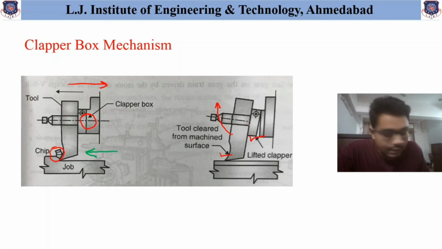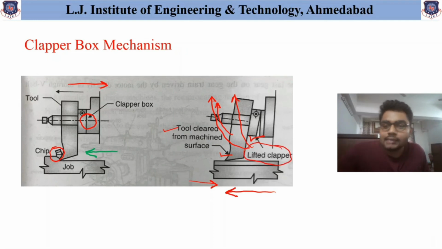As one can see, again I am explaining this. At this particular point, when it moves in the forward stroke, it cuts the material, but when it returns, the clapper box itself rotates in this particular direction, and due to this minor rotation, the tool is cleared from the machined surface, and this lifted clapper helps to maintain the surface finish. So this is the basic advantage of the clapper box mechanism.